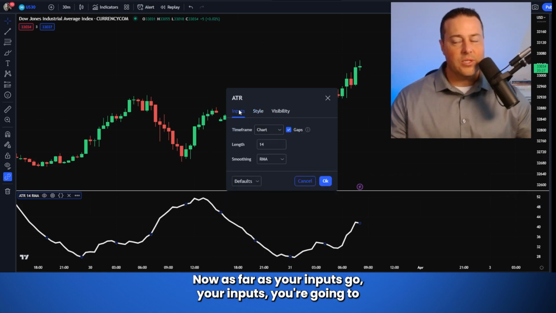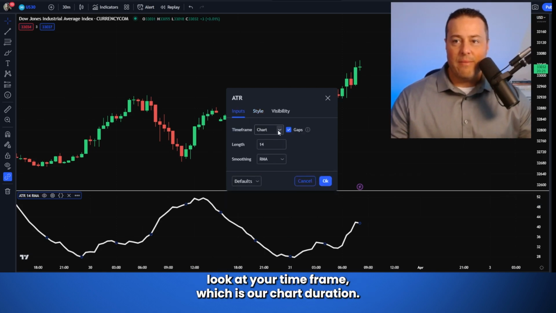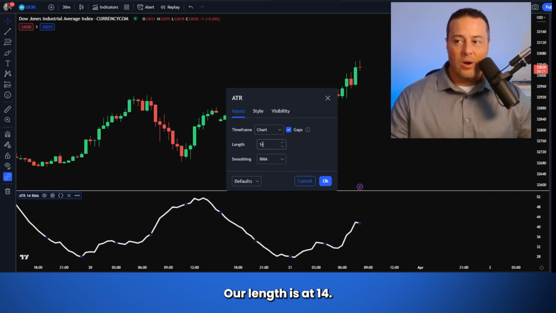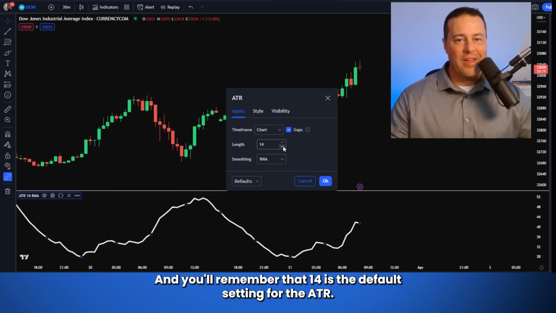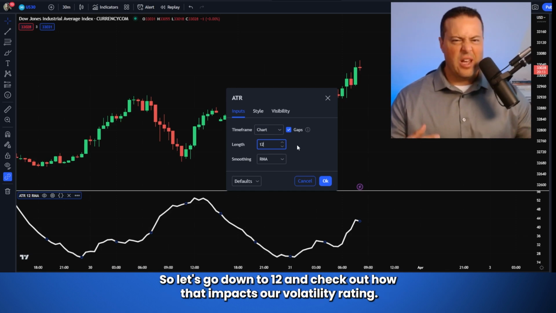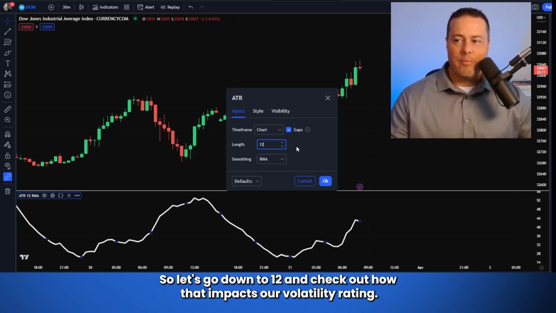Now, as far as your inputs go, you're going to look at your time frame, which is our chart duration. This is a 30-minute US 30 chart. Our length is at 14, and you'll remember that 14 is the default setting for the ATR. We just go right here. Let's say I want a much tighter one, 12. Let's go down to 12 and check out how that impacts our volatility reading.